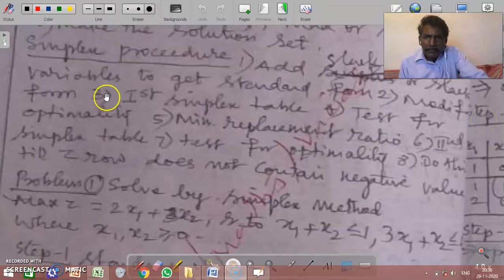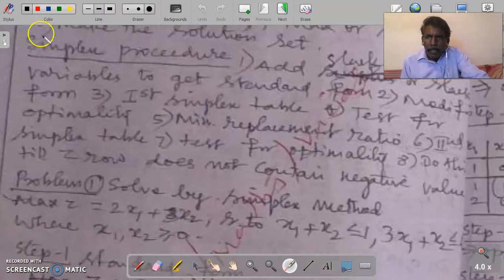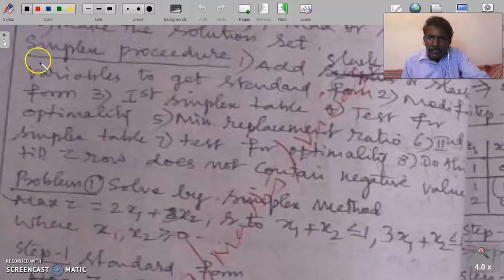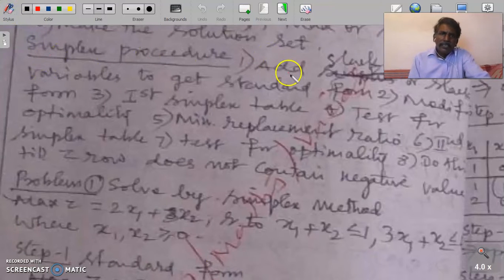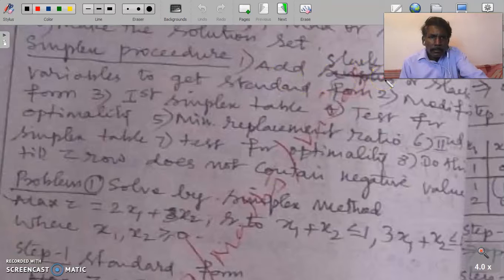Now look at this, the simplex procedure. The simplex procedure consists of all these things. The first step is we have to add a slack variable on the left hand side of the constraints, or we have to subtract the surplus variable on the left hand side of the constraints, and that is the first step. From that we can get the standard form.